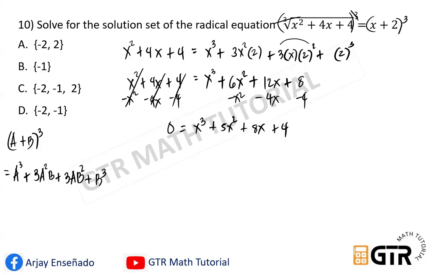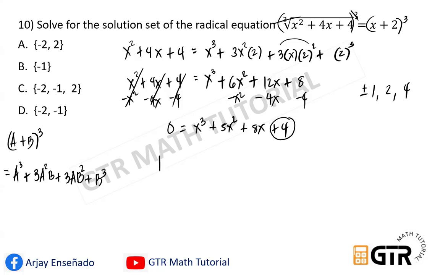Now we can use the rational zero theorem. The rational zero theorem, factors of 4. So we have plus or minus 1, 2, and 4. So the possible zeros are plus or minus 1, 2, and 4. But look at the choices. 3 of the choices have negative 2. Also, 3 of the choices have negative 1. So let's try negative 1 and negative 2. Let's try negative 1 first using synthetic division.